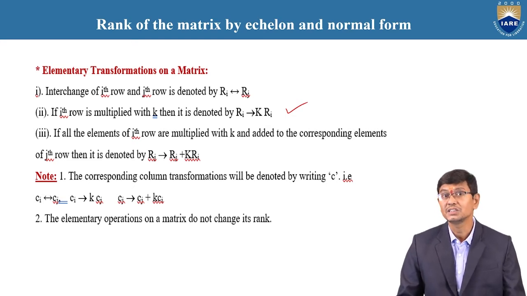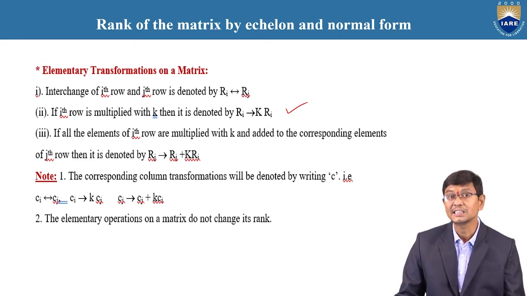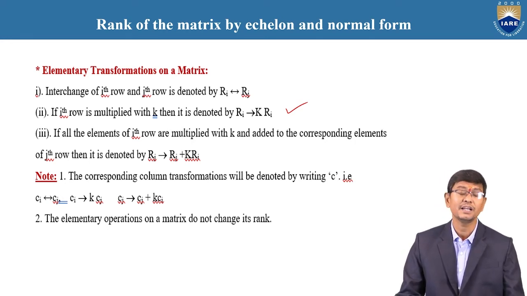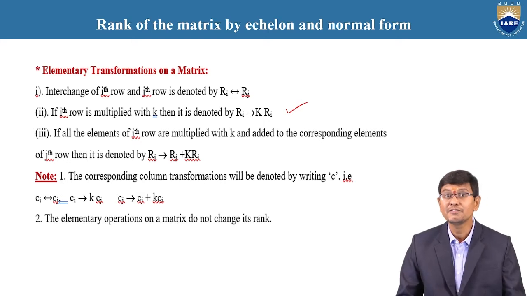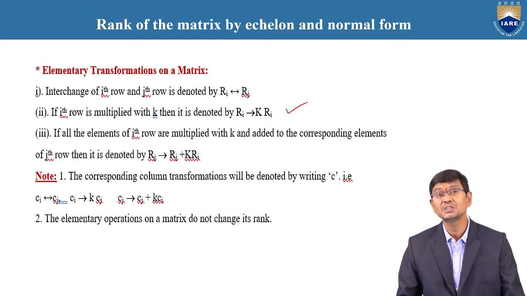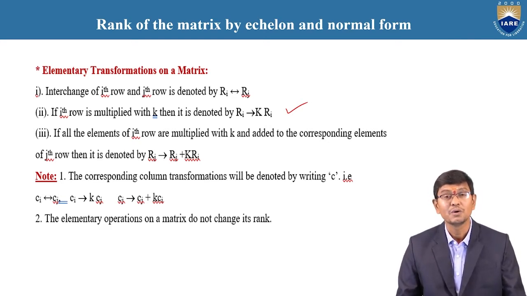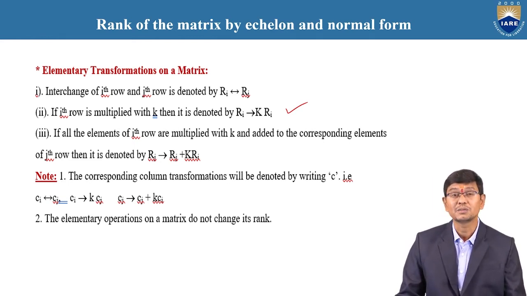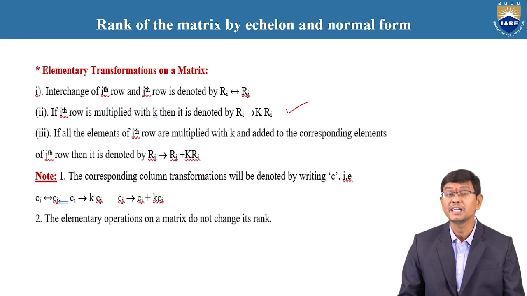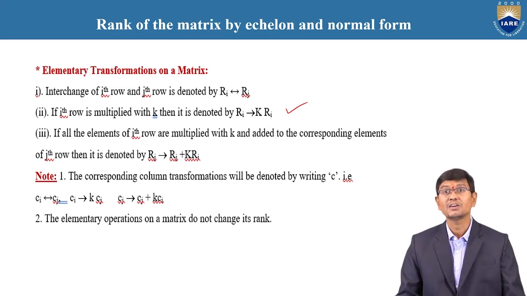These are the two kinds of operations: the row operations as well as the column operations. Together, row and column, they are called elementary operations. If you use only the row operation, it is elementary row operations or elementary row transformations. Similarly, if you use only the column operation, such a method is known as elementary column transformation or elementary column operation. Together, the row and column operations are called elementary operations or elementary transformations.